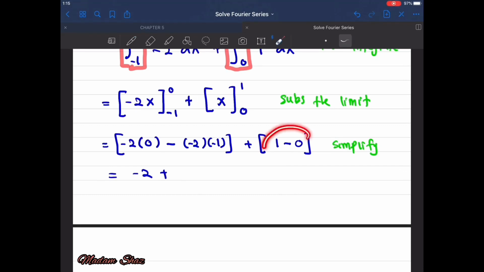Plus 1 minus 0 will become 1. So therefore negative 2 plus 1 will become negative 1. So this is the answer for the a naught.